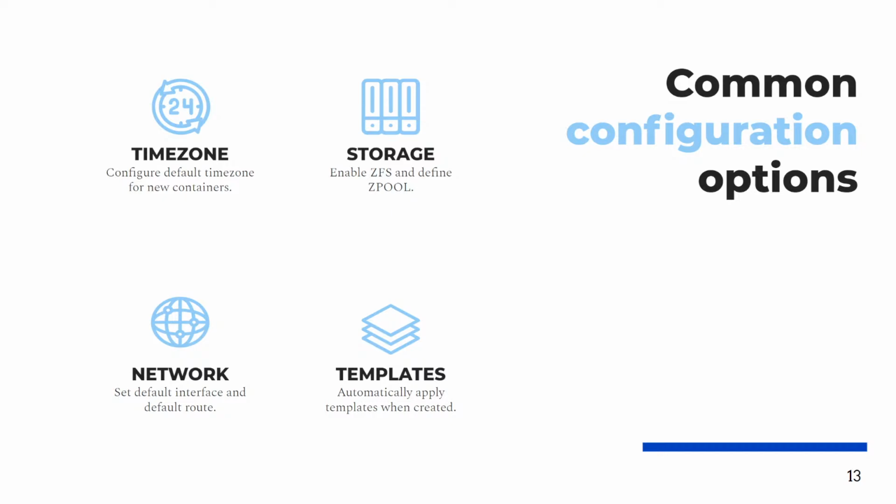As far as the network, you can set the default interface that you want the jails to be connected to when they're created. You can define a default route if you're using VNET and you want your containers to get a default route when they start up. You can set what that default route is in the config, and also you can customize what the default templates should be.